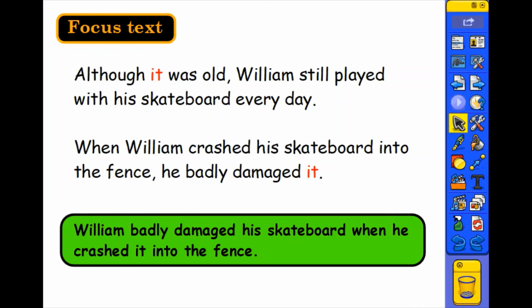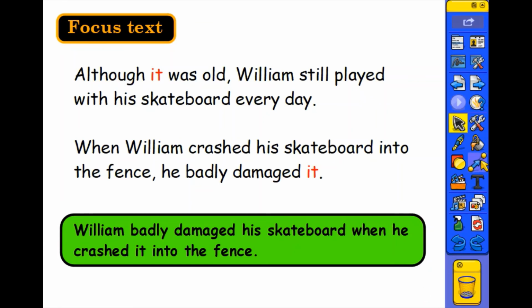So that's what we're trying to think about today, about how you might go about rewriting your sentences to make sure that there's no ambiguity in your writing, so that you know exactly what the pronouns are referring to. So good luck with that.